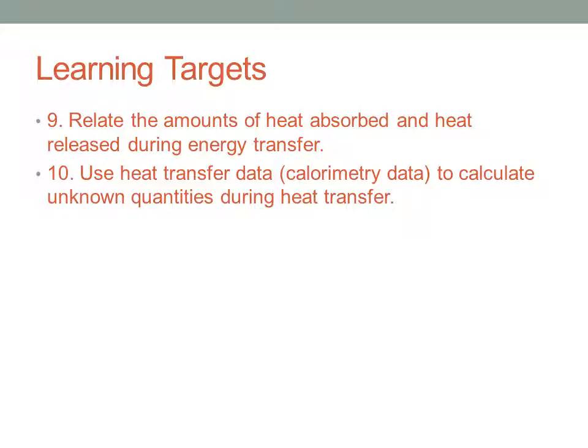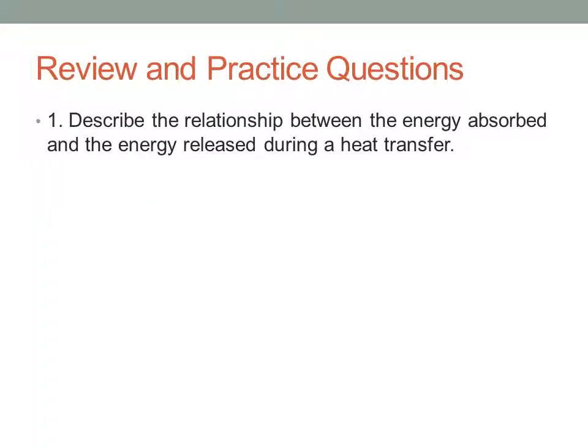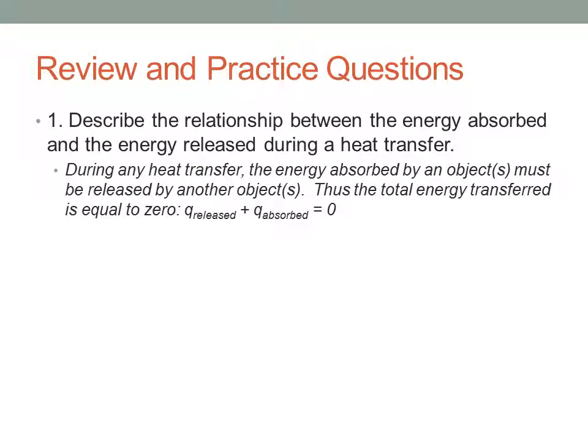Alright, so those were just a few examples of using the data to find unknown quantities. There are a couple of review questions here. First review question, we want to describe the relationship between the energy absorbed and the energy released during a heat transfer. We know that during any heat transfer, the energy that's absorbed by an object must be released by another object or objects. Thus, the total energy transferred is equal to 0. In other words, Q released plus Q absorbed has to equal 0, or they're equal to the negative of each other. You can think of it that way as well.